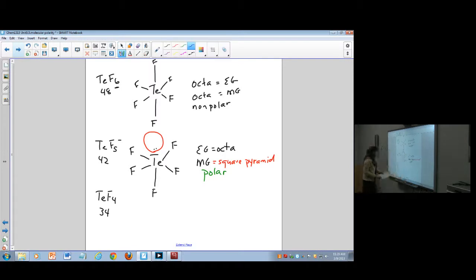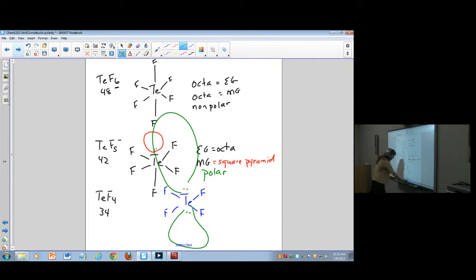All right, TeF4. Now, all I'm going to do is use my square plane for the moment. The lone pairs of electrons are in the axial plane. They are taking up as much space as they possibly can. Does this affect the angles on the square plane? The answer is not really, so these still are 90 degrees.